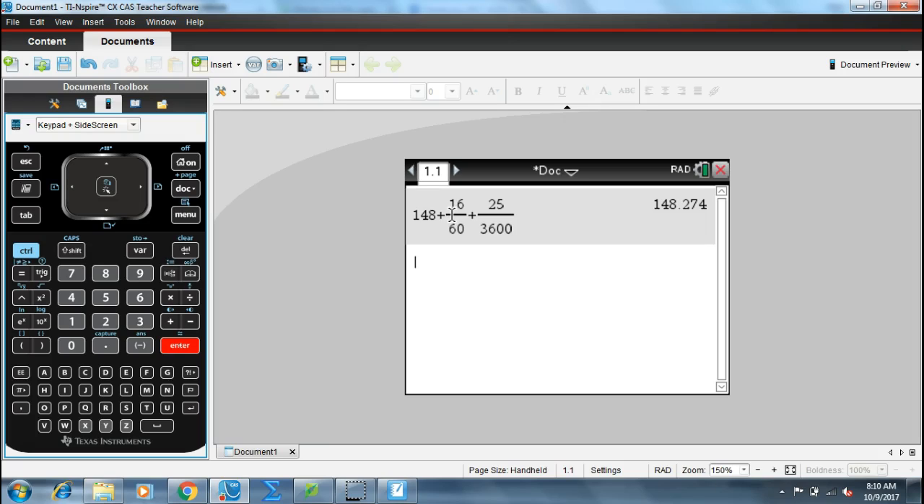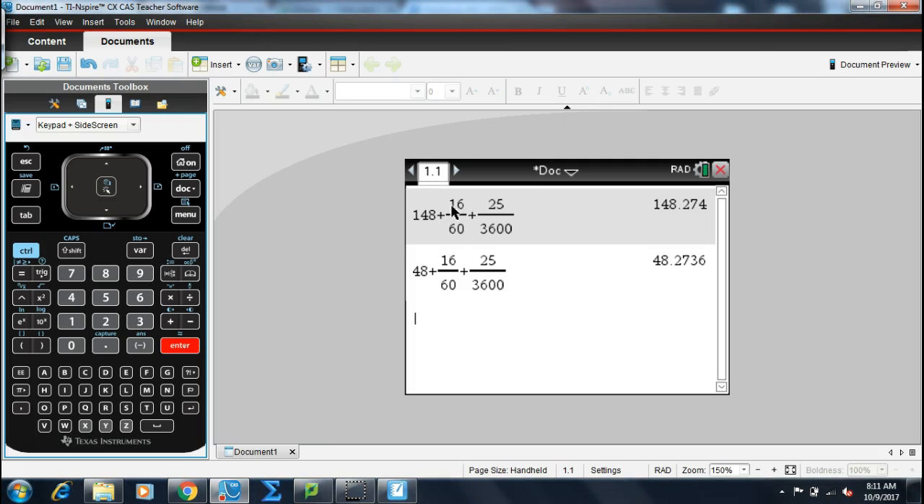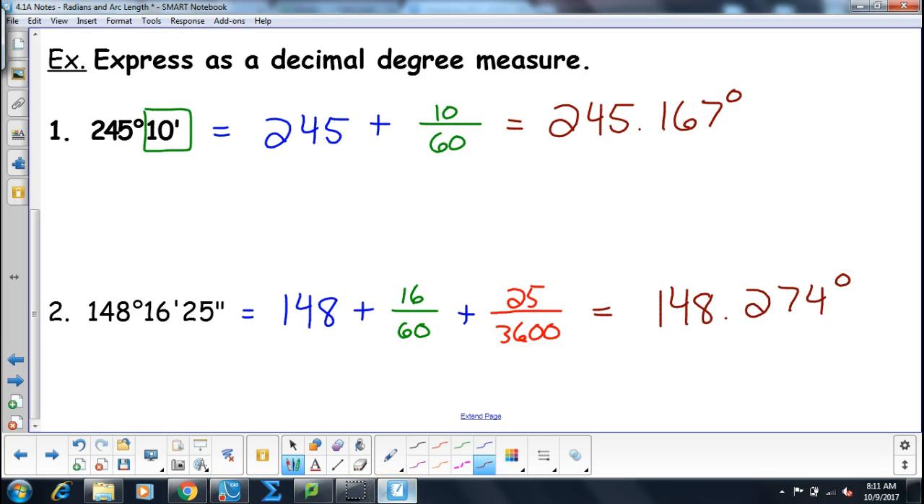Or again, if you put it in parentheses, plus, open parentheses, 25 divided by 3,600, it's going to do the exact same thing. It's going to put it right in there for you. Okay? So, either way. Okay? Oops, that should have been 148, not 48.